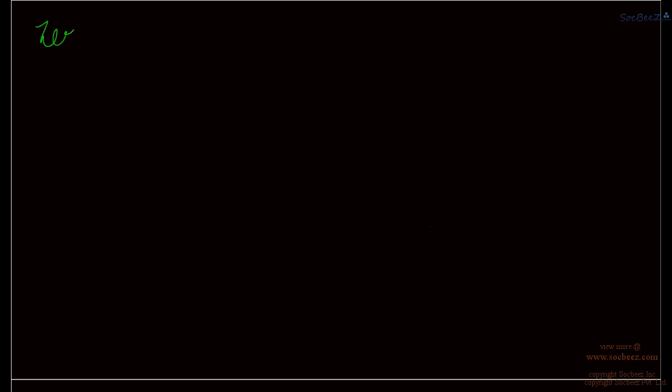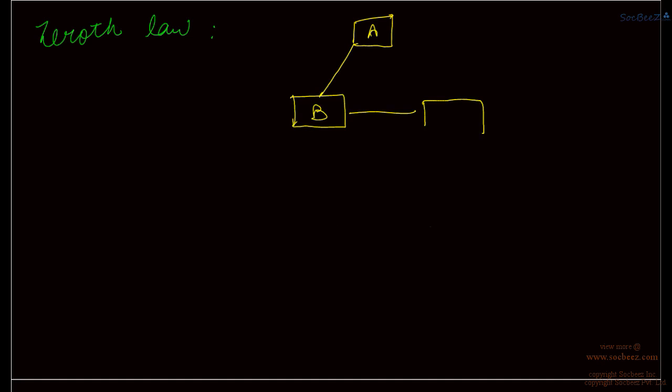The first law is the zeroth law of thermodynamics. The zeroth law states that suppose there is a body A which is in thermal equilibrium with body B, and body B is in thermal equilibrium with body C, then body C will be in thermal equilibrium with body A. Okay. So now let's come to the first law of thermodynamics.